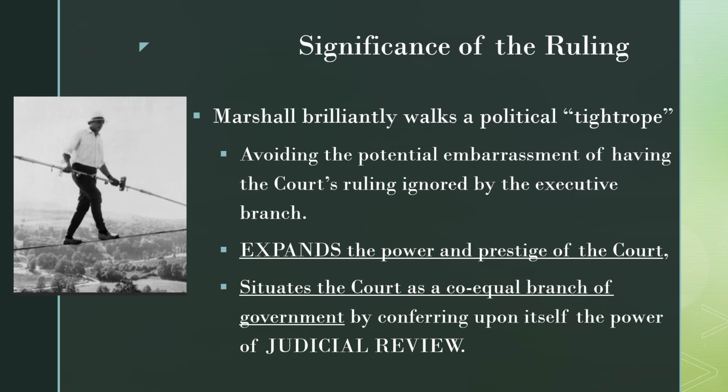Also, it expanded the power and prestige of the court. The court said to Congress, you did something that is unconstitutional and we're declaring it invalid. It also situates the court as more of a co-equal branch of the government by conferring upon itself the power of judicial review. Remember, Hamilton said that this branch would be the least dangerous branch, but now they're seeing themselves as more of equals.